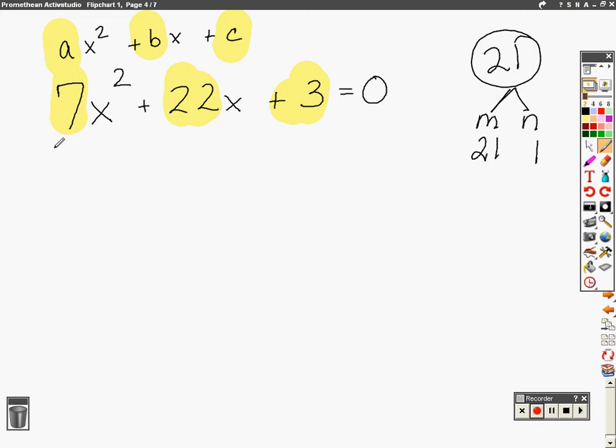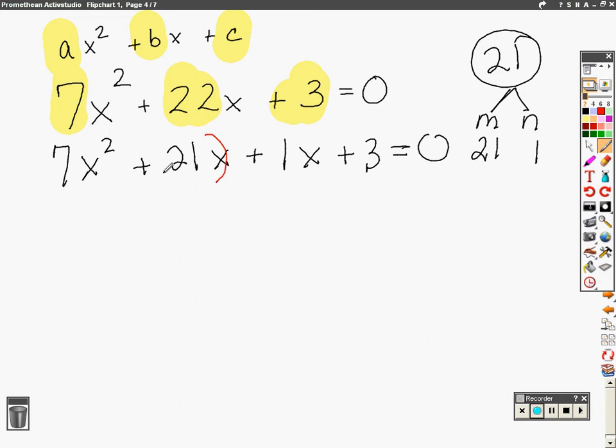So then I'm going to write it over as ax squared, the original ax squared, plus mx, which is 21x. The n is the 1, so plus 1x, plus c, which is the 3. And I'm going to set it equal to 0. Next, we have a 4-term polynomial, so we're going to group them and take out the greatest common factor.